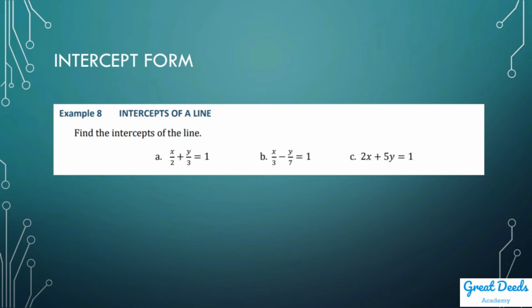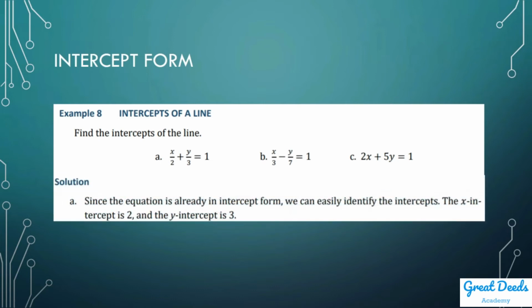Find the intercepts of the line. So for letter A, it is already written in intercept form. So it's easy to see the x-intercept is 2, the y-intercept is 3.